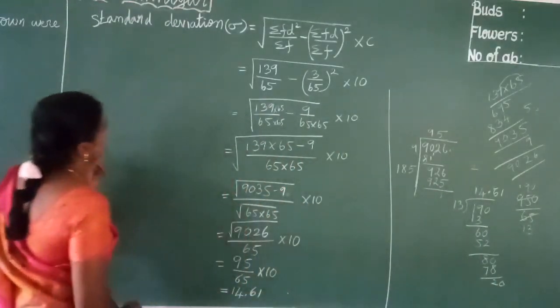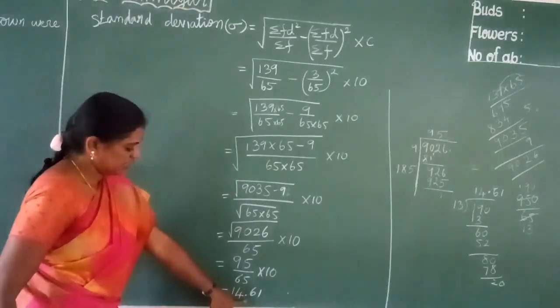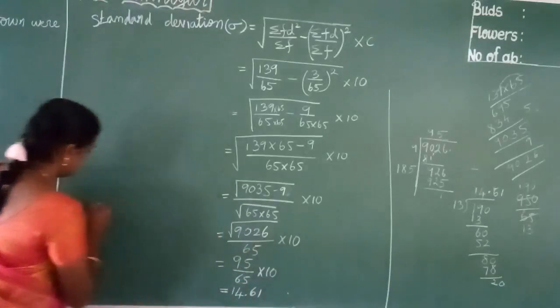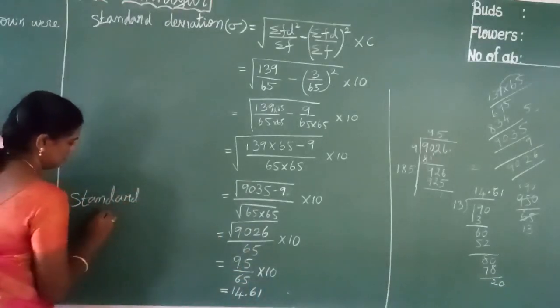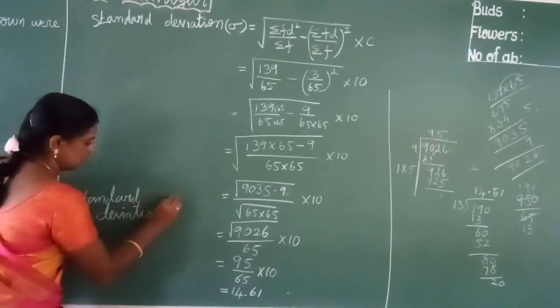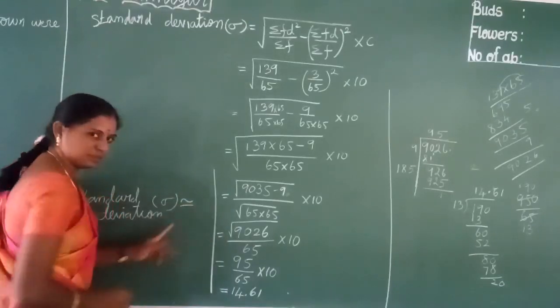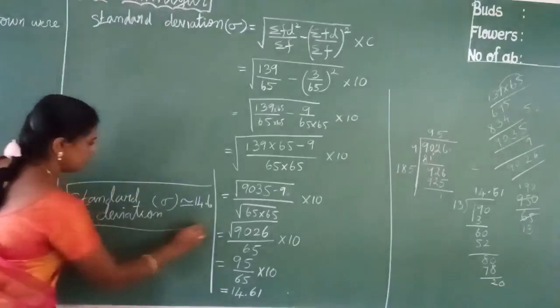14.61. So the standard deviation of this viral fever data is 14.6 or 14.61. So write the standard deviation. Standard deviation sigma is equal to 14.61, or otherwise the approximate value. Both are the same, 14.6. Clear or not?